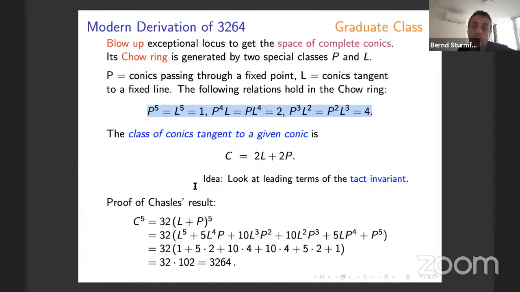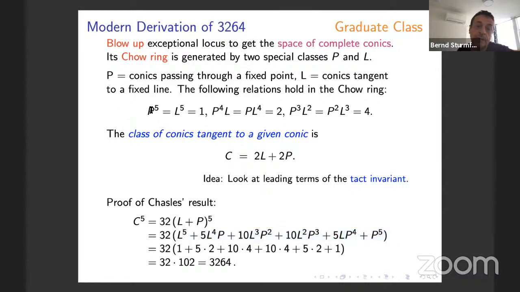So now what do we want to compute? We're going to compute C to the 5th. So we're interested in all conics that are tangent to 5 given conics. So C times C times C times C times C. So we note that this is 32 times (L plus P) to the 5th by just plugging in. Then we apply the binomial theorem. So (L plus P) to the 5th by the binomial theorem, well, we get L to the 5th plus 5 L to the 4 P plus 10 and so on, the appropriate row in the Pascal triangle.